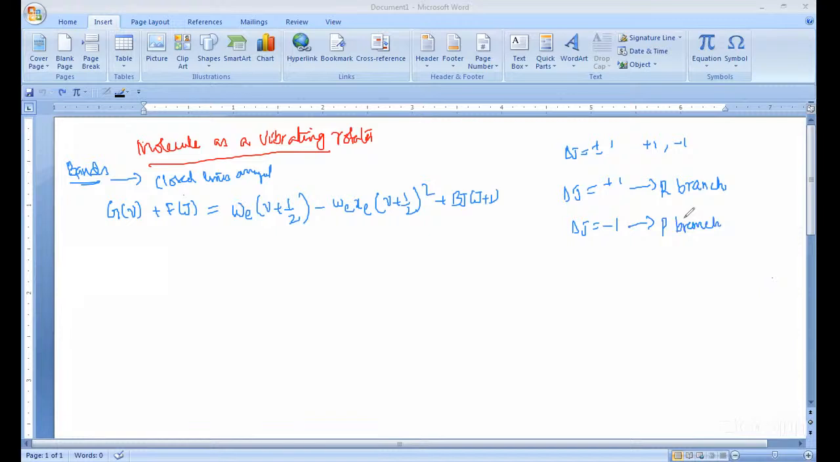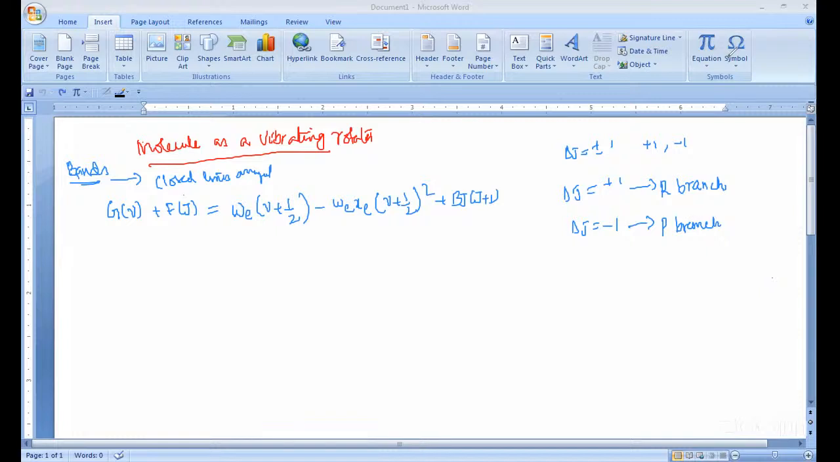So you won't understand directly if you just go through it. For delta J equals plus 1, you get one set of lines called the R branch. And for the rotational transition delta J equals minus 1, you get another set of lines, which we call the P branch. All the lines of both branches form this vibrational-rotational band.